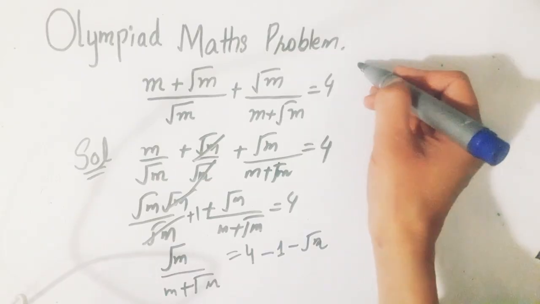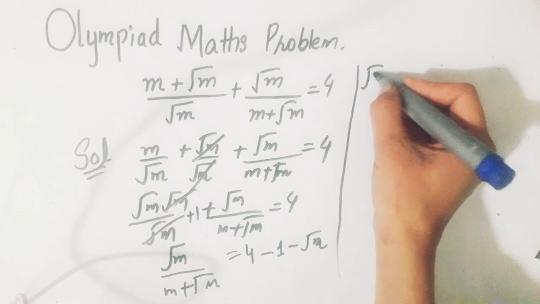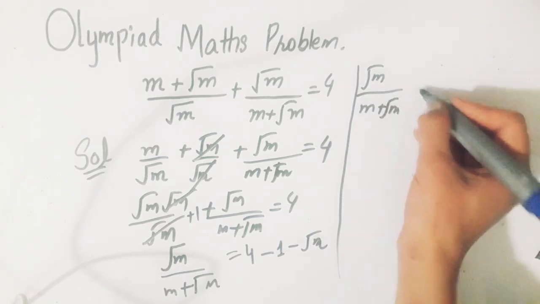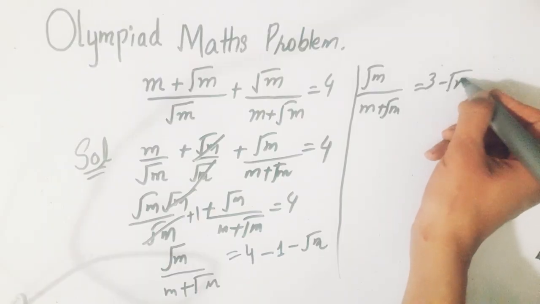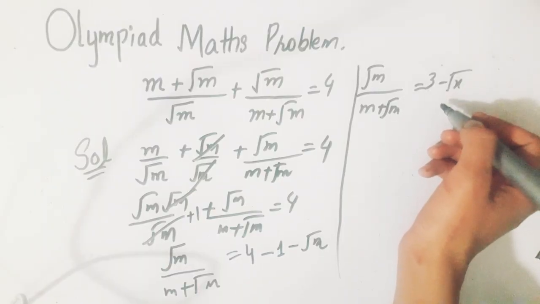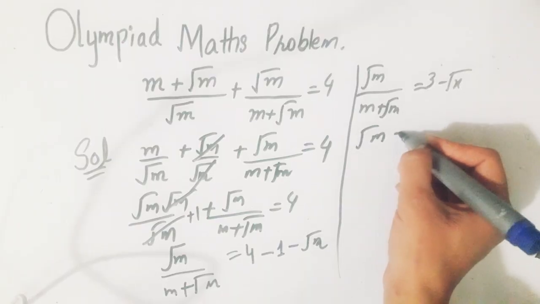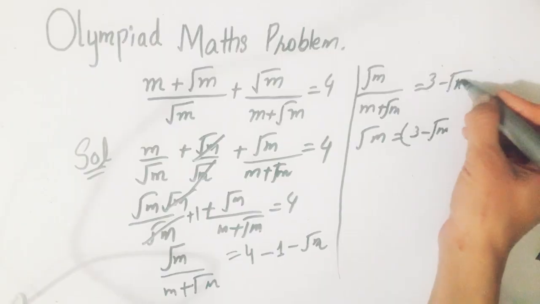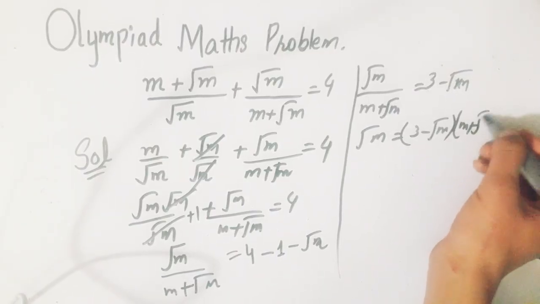Now 4 minus 1 will be 3. We have root of m divided by m plus root m. 4 minus 1 is 3, so 3 minus root of m. Now we will multiply both sides by m plus root m, so root m equals 3 minus root of m into m plus root of m.